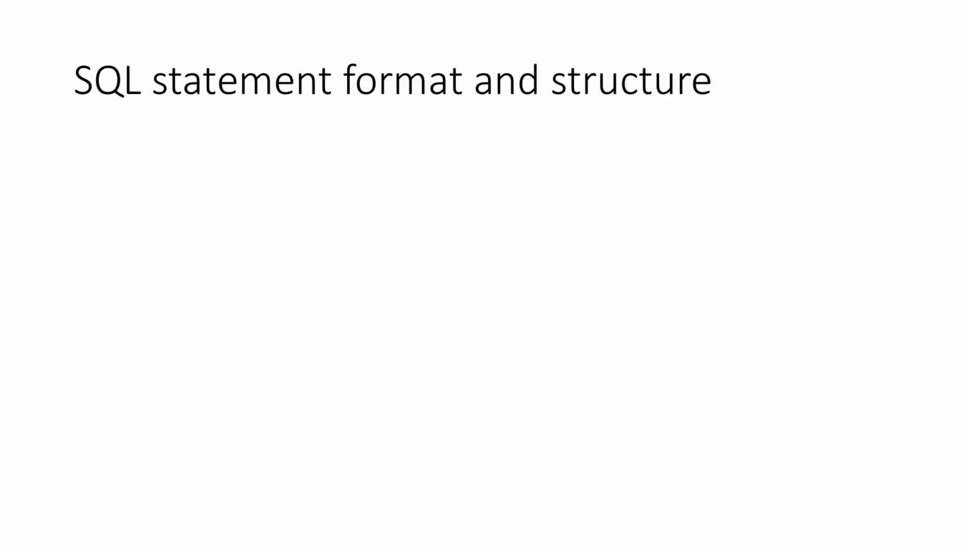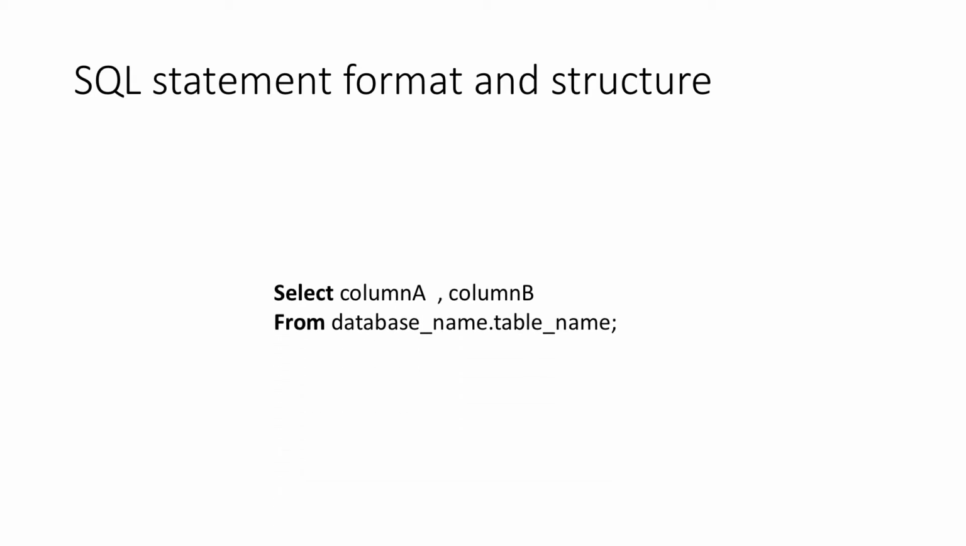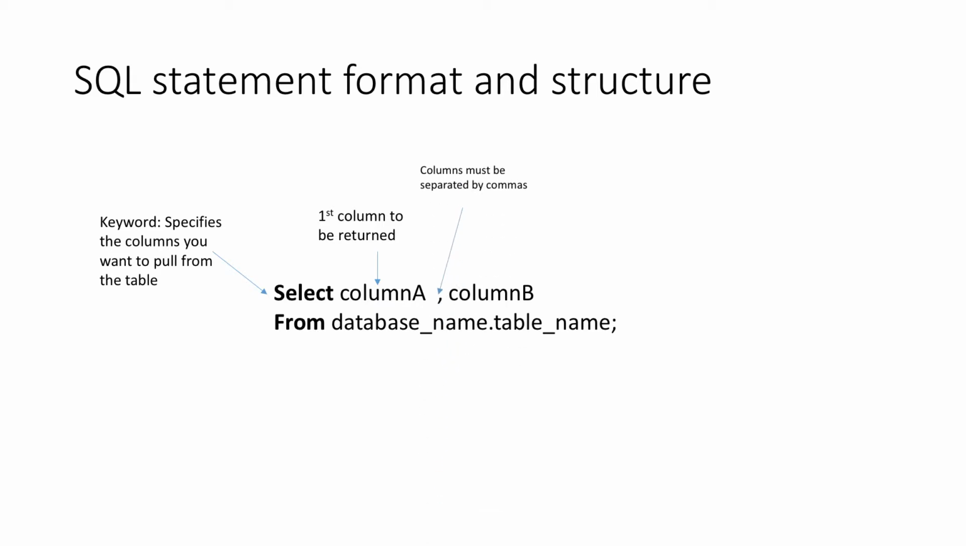Okay. Let's go over the structure and format of a SQL statement. So here's a very basic SQL statement. It says select column A and column B from some database dot table name. And that is the format and structure of just a basic select from SQL statement. You know this, so we notice the select keyword. It's going to tell us what columns we want to select. So this is the first column that we want to select. And we separate the columns by a comma. And this is the second column. And notice there's not another comma after column B, because column B is the last column we're selecting.